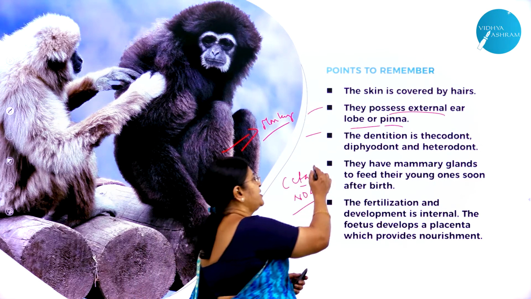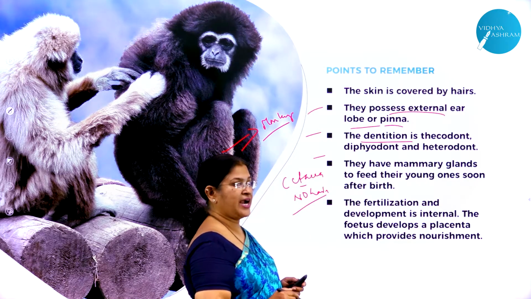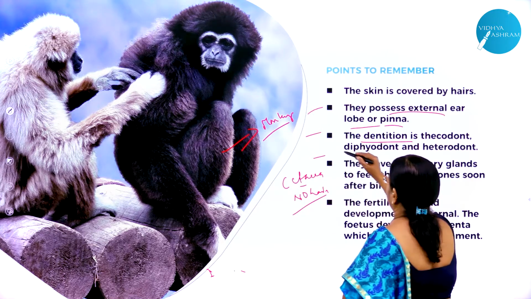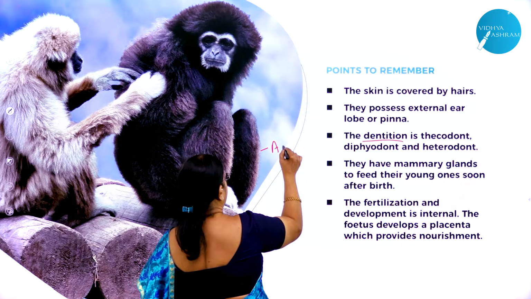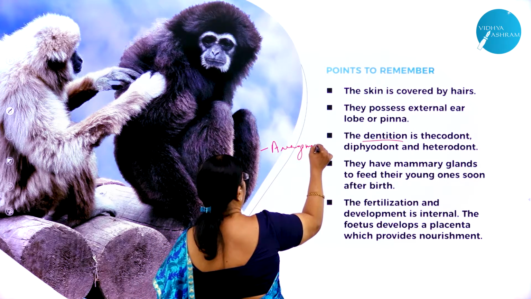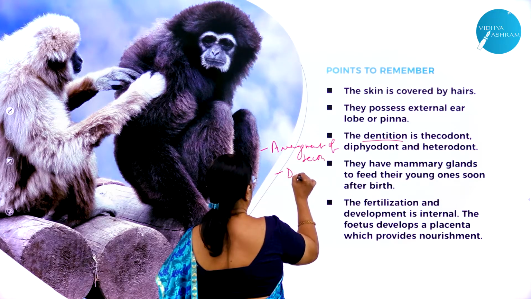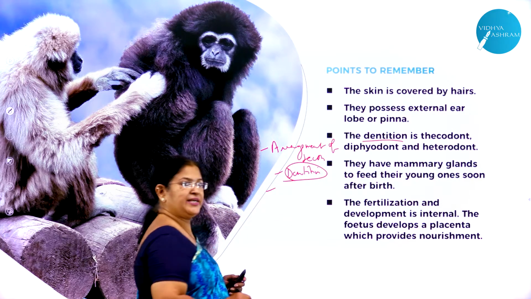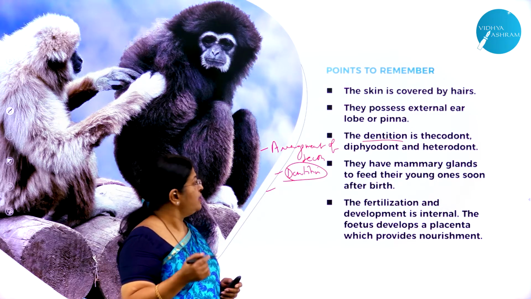Next, very important is dentition is thecodont, diphyodont and heterodont. I think I need to explain about this very important point. What do you mean by dentition? Dentition means arrangement of teeth is called dentition. What do you mean by dentition? Arrangement of teeth in the jaw is called dentition.